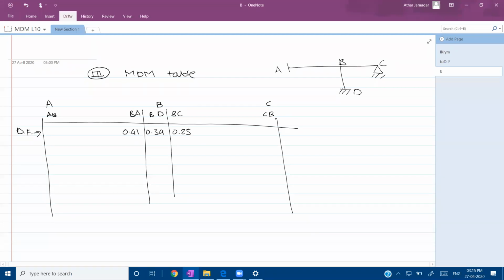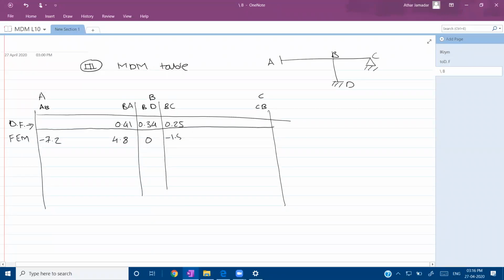Now next is writing down your fixed end moment values. MFAB is written down here, minus 7.2. Then MFBA should be written down here, which is 4.8. Then MFBD is 0. MFBC is minus 1.5. And MFCB is plus 1.5.